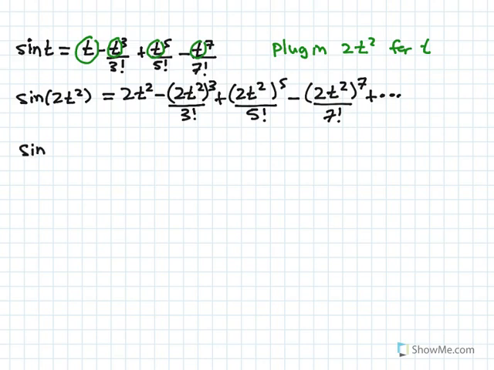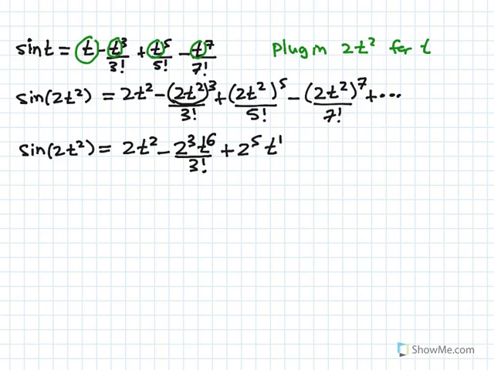We have sine of 2t squared is equal to 2t squared minus, we have 2t squared to the power of 3, so we get 2 to the power of 3, t to the power of 6. The exponents multiply. Divide by 3 factorial, plus 2 to the power of 5, t to the power of 10, divided by 5 factorial, minus 2 to the power of 7, t to the power of 14, divided by 7 factorial, and so on. Now let's integrate term by term.